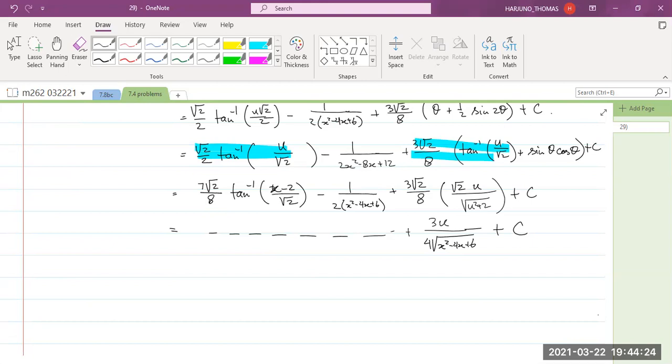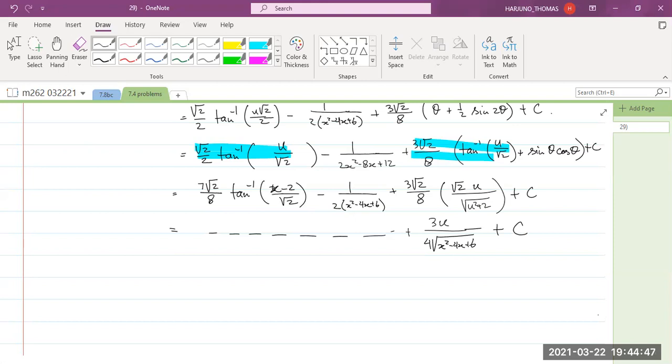7.4, number 39. Huh? Why is my answer so different? This is number 39, right? Oh, no, 37. The first term is correct. The second term is not correct.